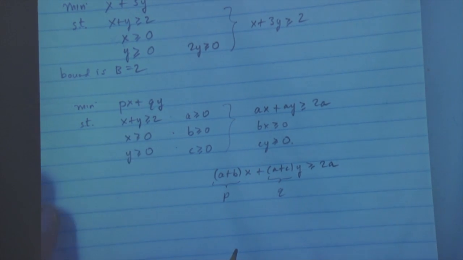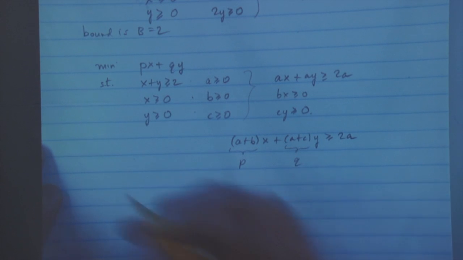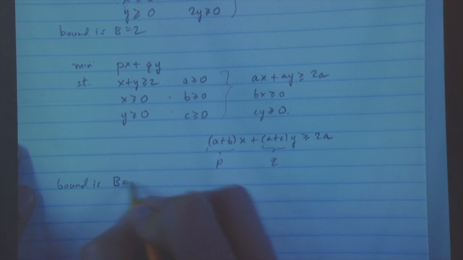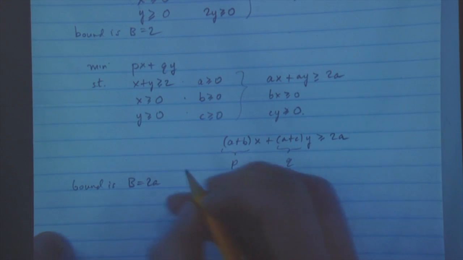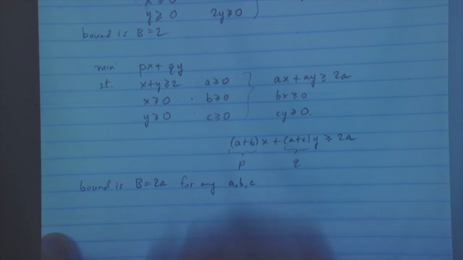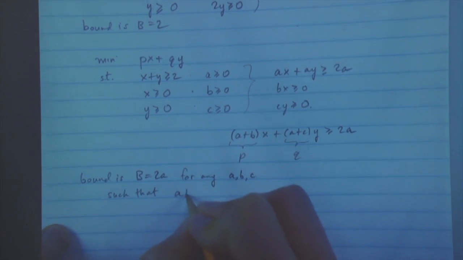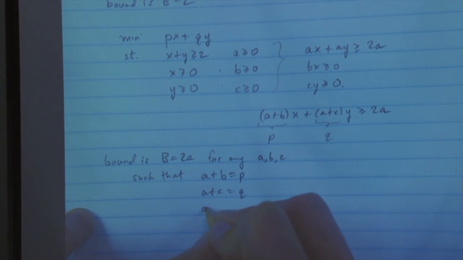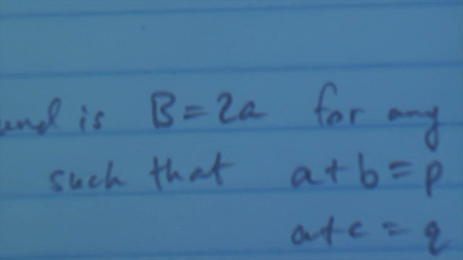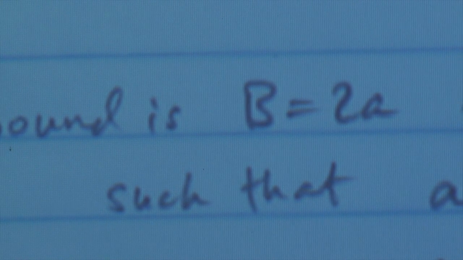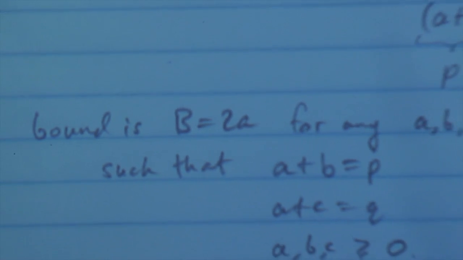Right? Is everyone following? So therefore, we can say that the bound is b equals 2a for any a, b, and c such that a plus b is p, a plus c is q, and a, b, and c are all non-negative. Right, we get a lower bound of 2a for any such triplet a, b, c. Questions about that?